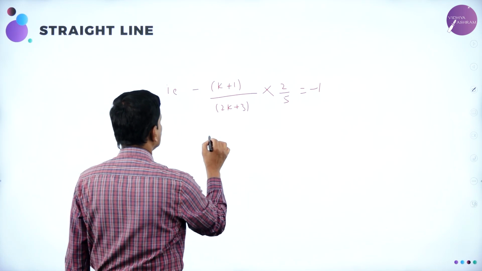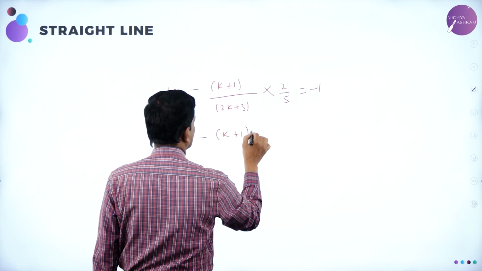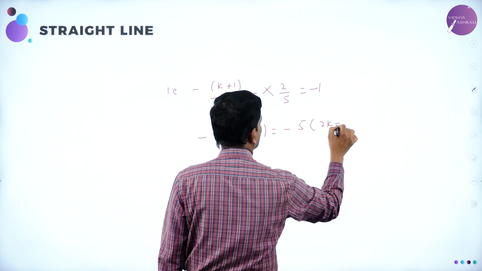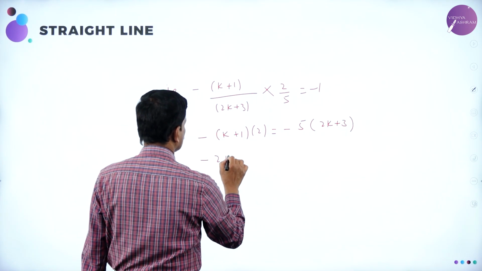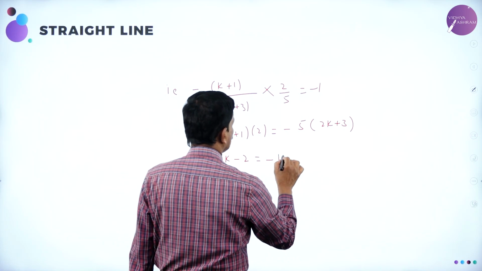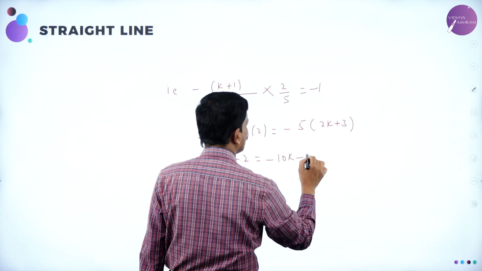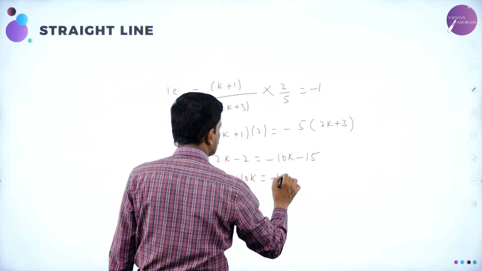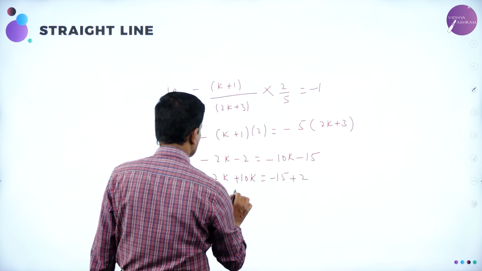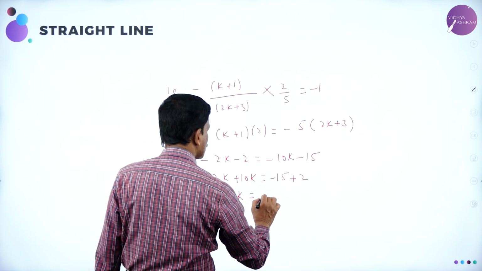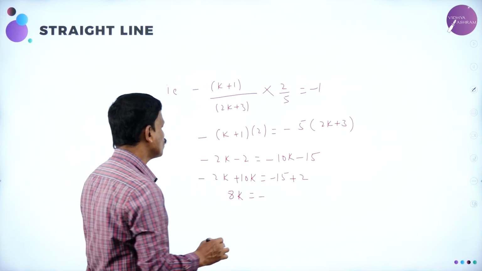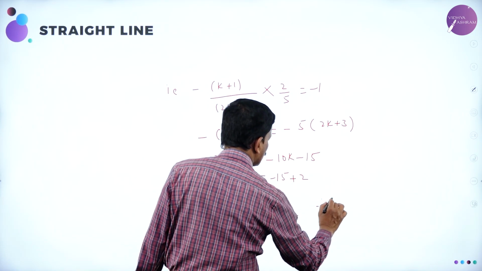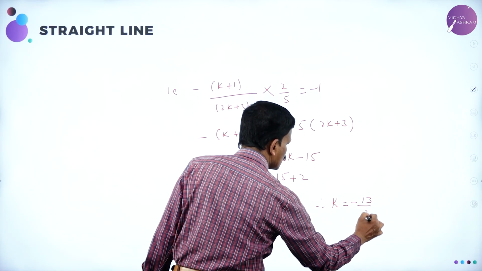Cross multiplied. So minus of k plus 1 into 2 is equal to minus of 5 into 2k plus 3, multiplied. Minus 2k minus 2 is equal to minus 10k, minus into plus, it is minus, 5 3s are 15. Minus 2k plus 10k is equal to minus 15 plus 2. So 10 minus 2 is 8k. 8k is equal to minus 15 plus 2, which is minus 13. So therefore k is equal to minus 13 by 8.